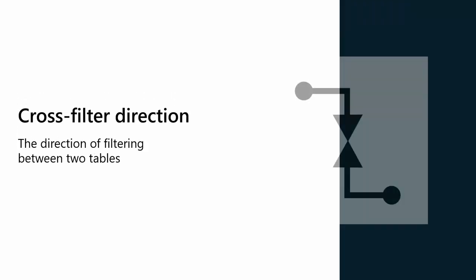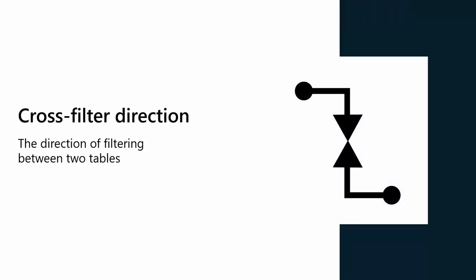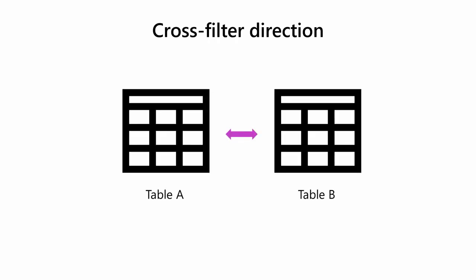In Power BI, cross-filter direction refers to the pathway or the direction through which filtering happens between two tables in a data model. It dictates how data from one table influences the data in another table. This enables relational analysis without resorting to complex queries or manual data consolidation.